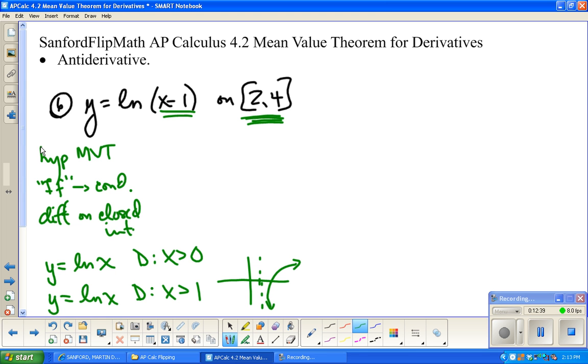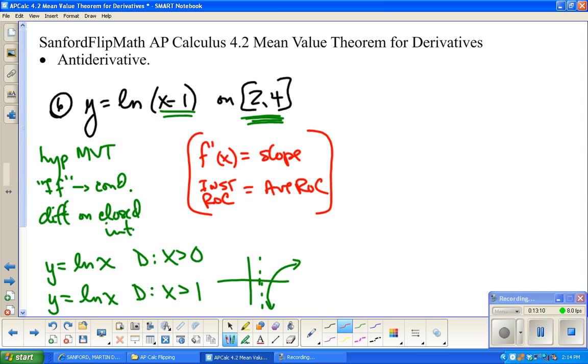Okay, so now the question is, if it is meeting the conditions, if it is meeting the hypothesis, then we're supposed to find that value of c, on that interval, that satisfies the situation, where f prime is equal to the slope, the average rate of change. So the instantaneous rate of change equals the average rate of change. That's what we're trying to find. All you do is find the average rate of change and the instantaneous rate of change equation, set them equal to each other, and solve.